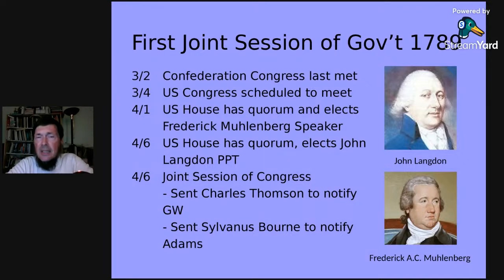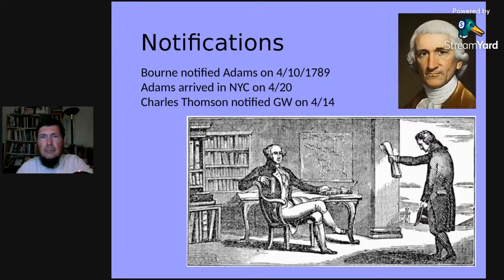Then they assigned Charles Thompson as his final duty as Secretary of the Continental Congress to go notify George Washington. This is something a lot of people have reported about. One thing that's not been reported about, and again, I'm not really sure why, is Congress assigned Sylvanus Bourne to go and notify John Adams that he had been elected vice president. So these two guys took off to do their jobs.